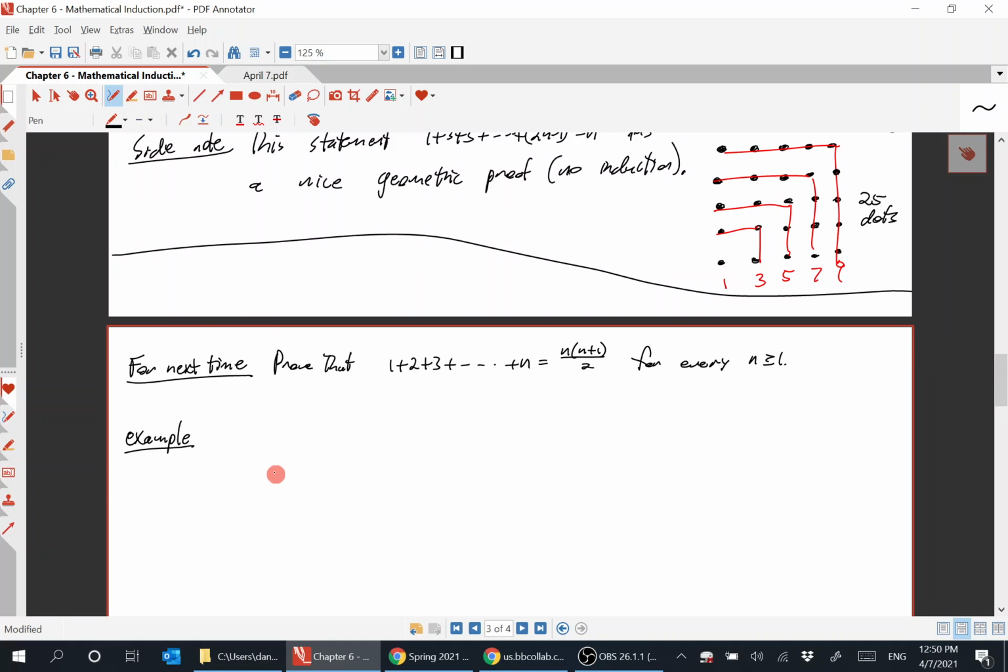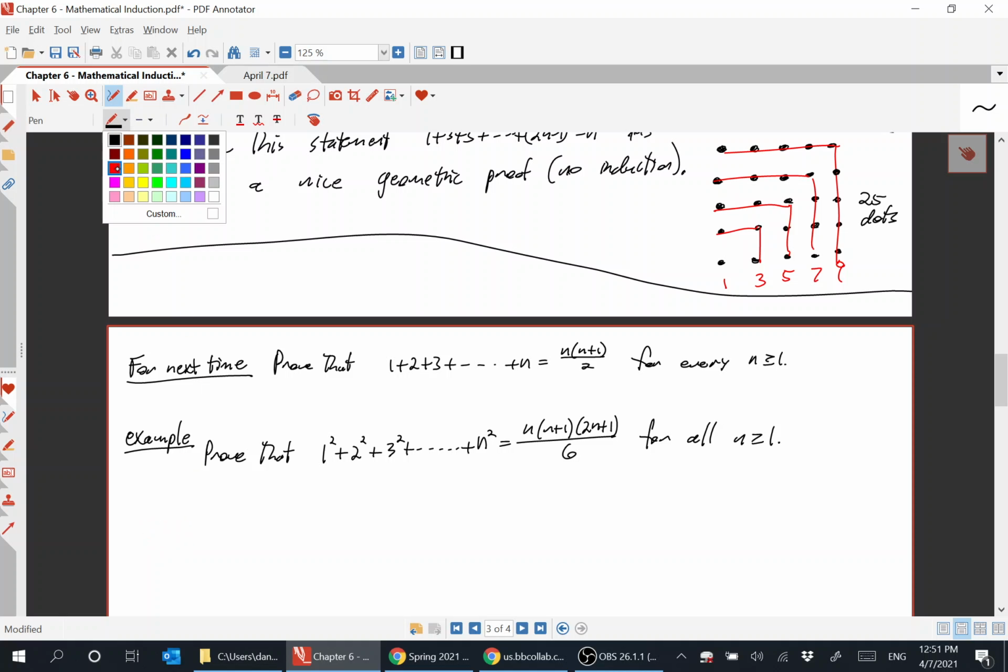All right, so here's another example. You probably saw this in calculus because they actually use that in Calc 1. So let's prove that 1 squared plus 2 squared plus 3 squared all the way up to n squared is equal to n times n plus 1 times 2n plus 1 over 6. Show that that's true for all n bigger than or equal to 1. So now here, Pn is this thing right here.